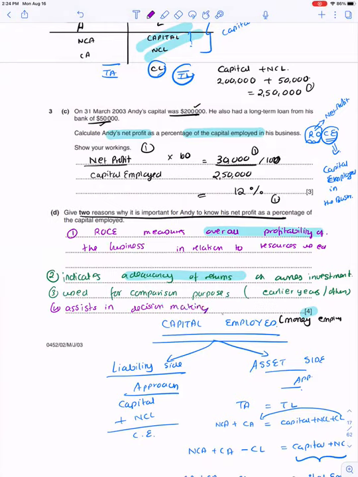So these are the reasons why we use return on capital employed. We use it for doing all these things. The formula for return on capital employed is net profit upon capital employed into 100, and capital employed can be found in 2 ways. Either you can use the liability side approach, or you can use the asset side approach. This is a board paper question 0452, May, June 2003.